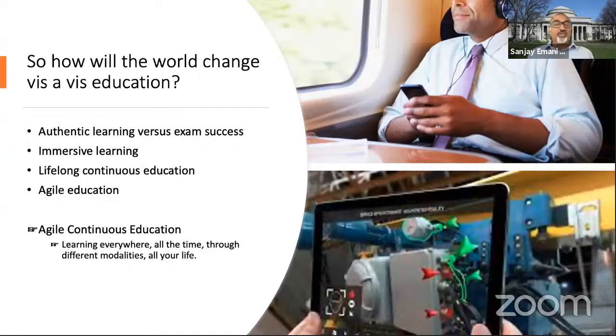Lifelong continuous education, agile education. In fact, I call this agile continuous education, ACE. And we're launching a movement around ACE. And we think that ACE is something that a lot of education institutions can rally around and reinvent, not just how they educate their students, but how they keep in touch with their students for life.